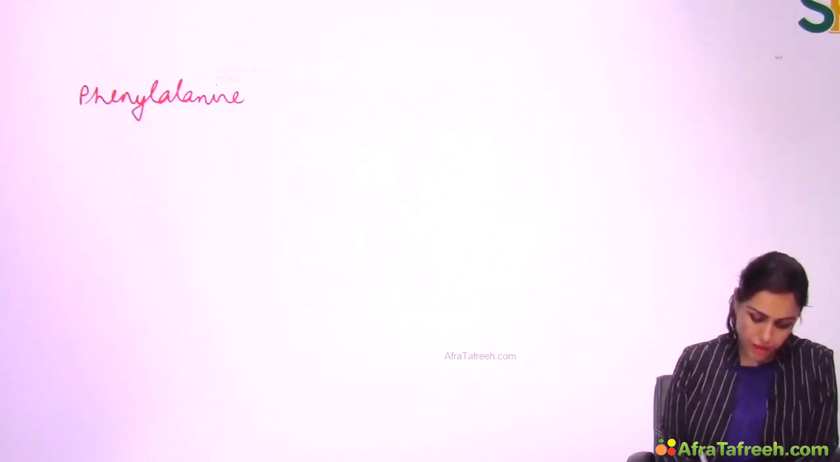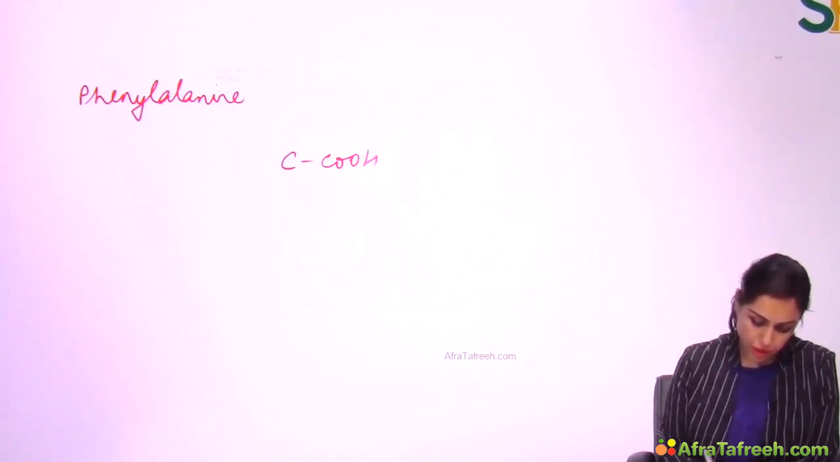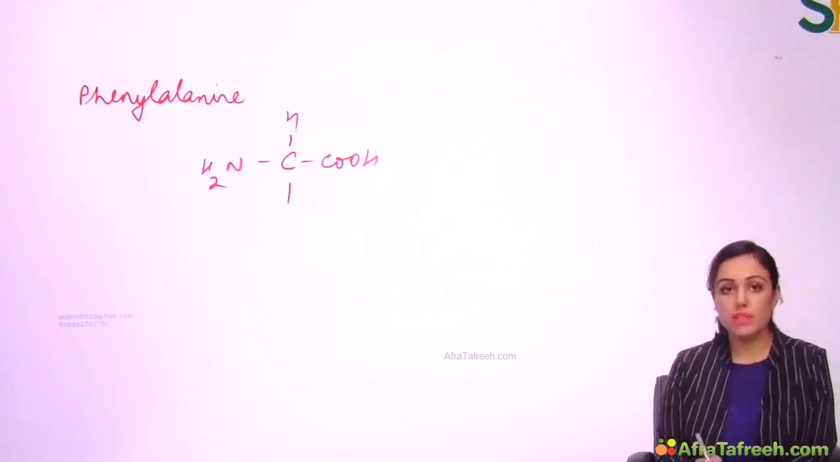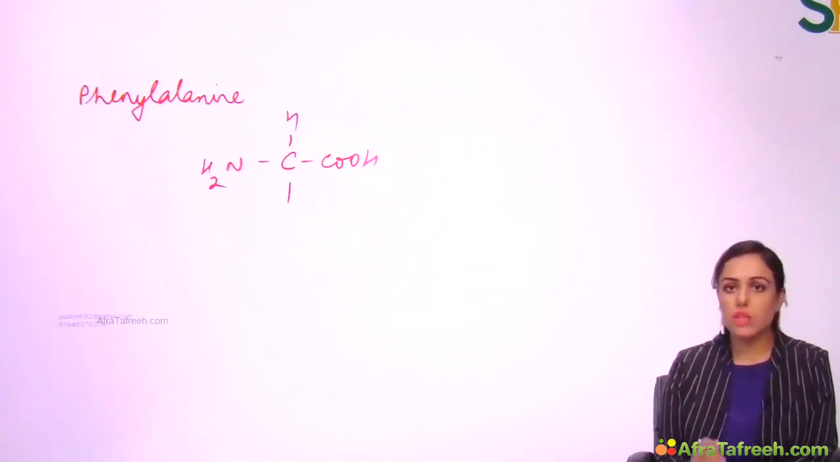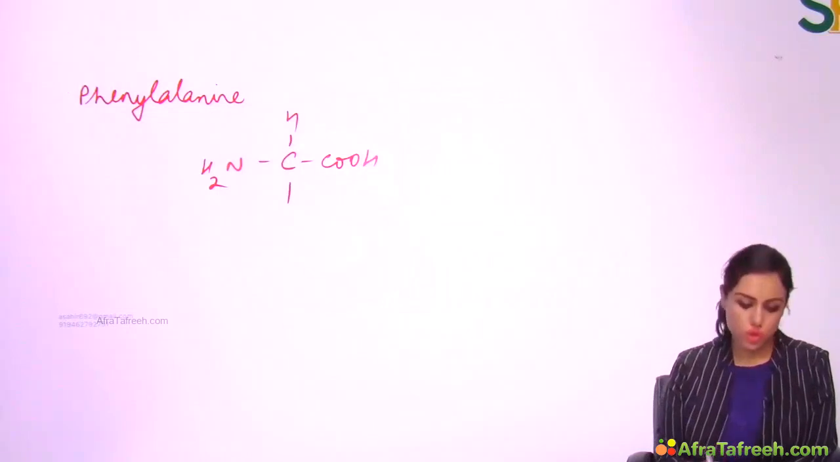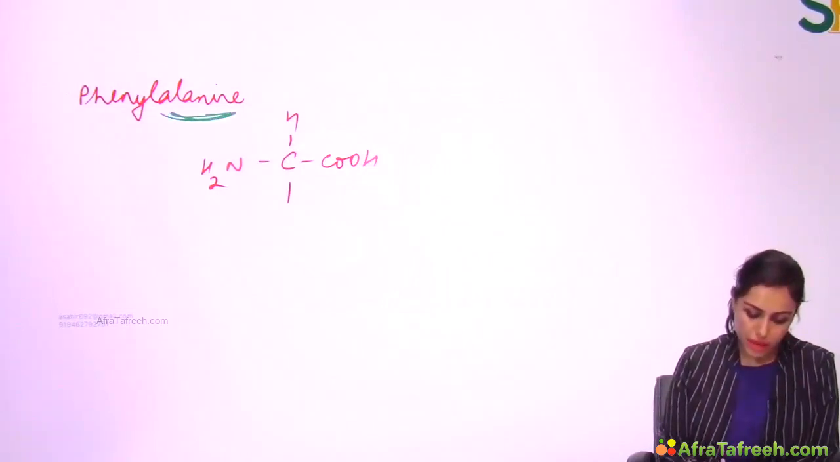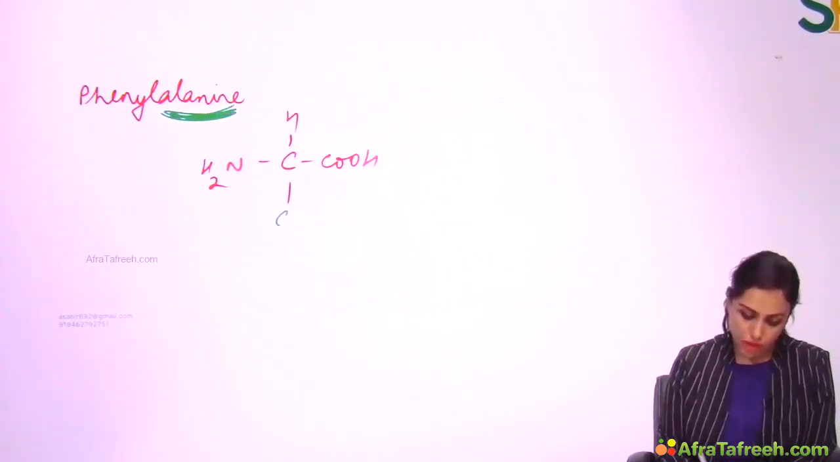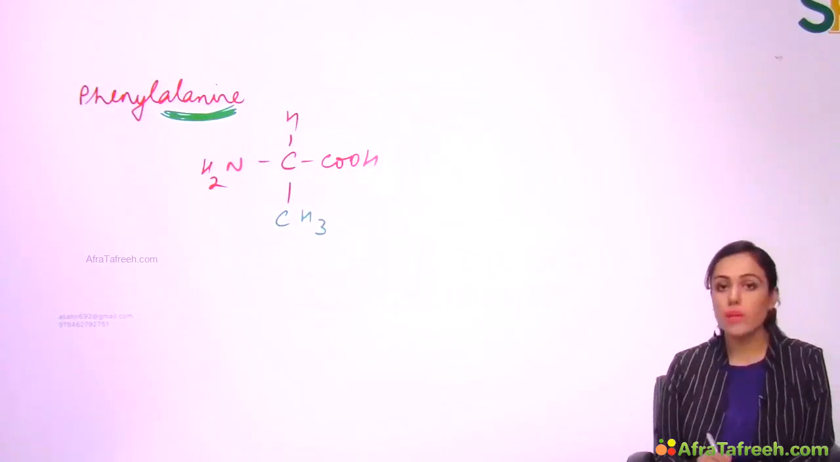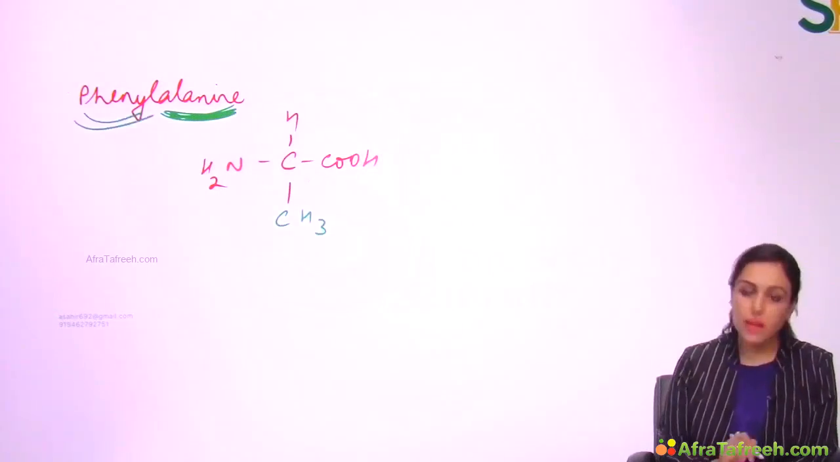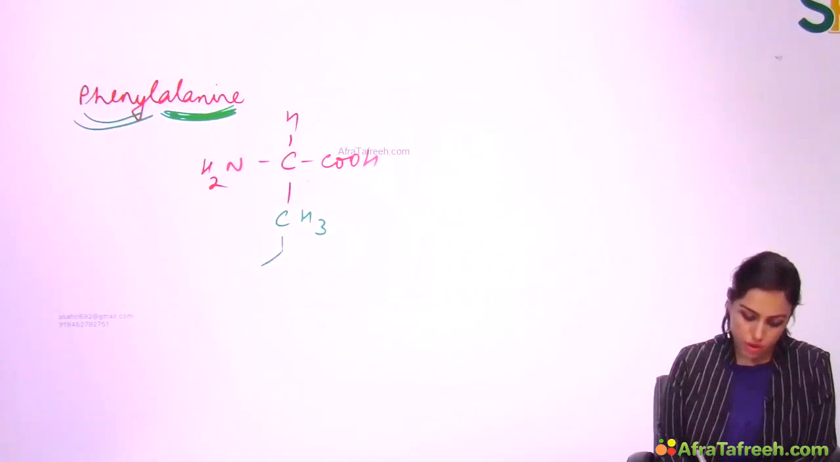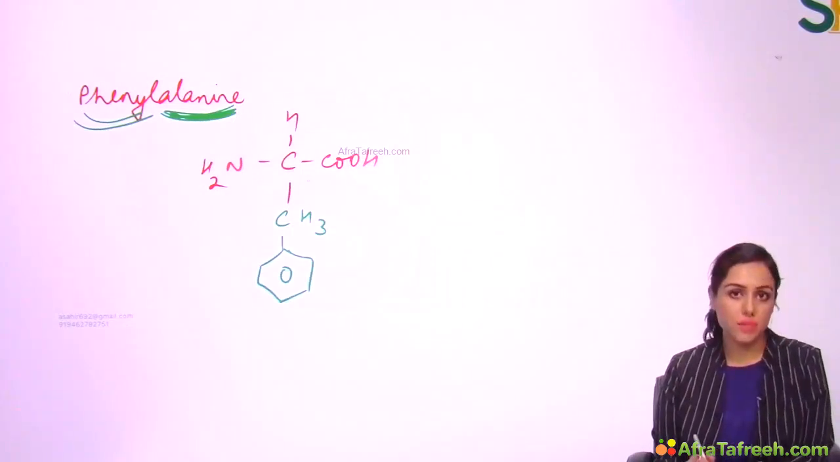So first we'll be making the structure of phenylalanine. The common structure, first I will make carboxy on right, amino on left, hydrogen here and the side chain here. Now for making the side chain, see the name is telling you the structure. The name says alanine. So first I will make alanine, right? And then add phenyl ring to this alanine. So here you add phenyl ring and that is the structure of phenylalanine.